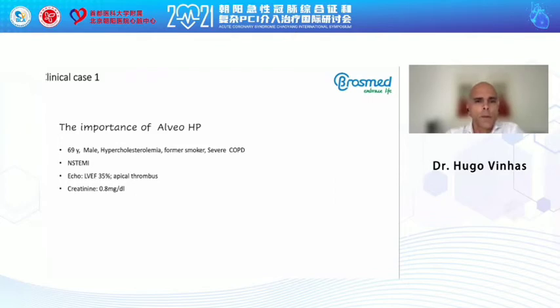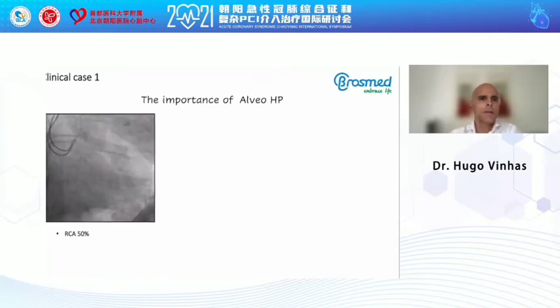Good kidney function. This is the angiography. We are already with the double injection because there is a chronic total occlusion in the circumflex artery. We can see here in the right coronary artery a moderate but diffuse disease, and it is already filling the distal circumflex by epicardial branches from its posterolateral.